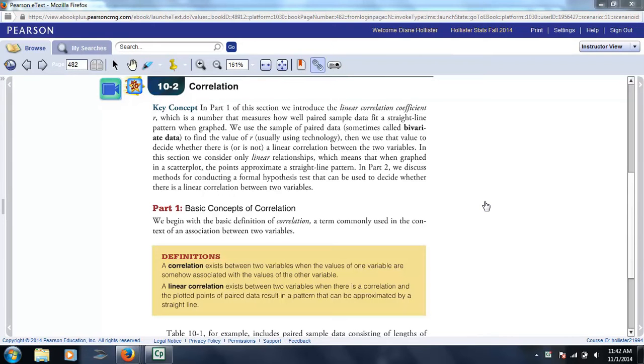In Chapter 10, we're only looking at two sections, 10.2 and 10.3. 10.2 is about correlation. I'm going to walk you through a couple key points here in the textbook before looking at some homework, and 10.3 as well.